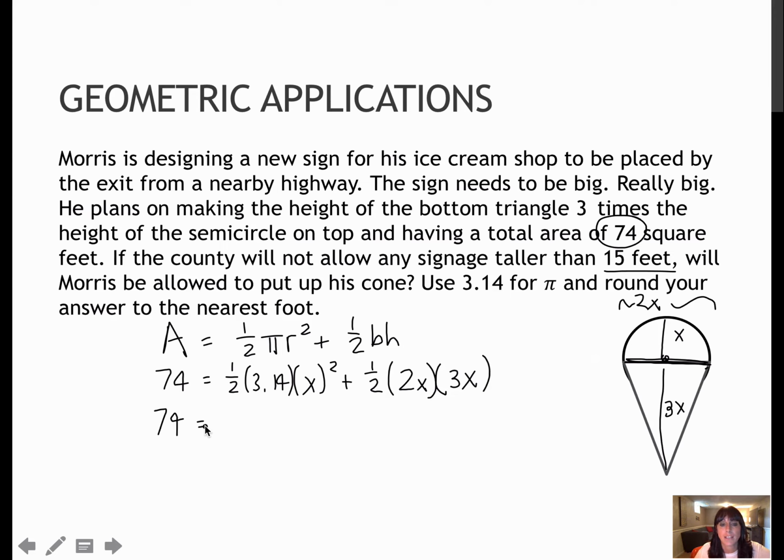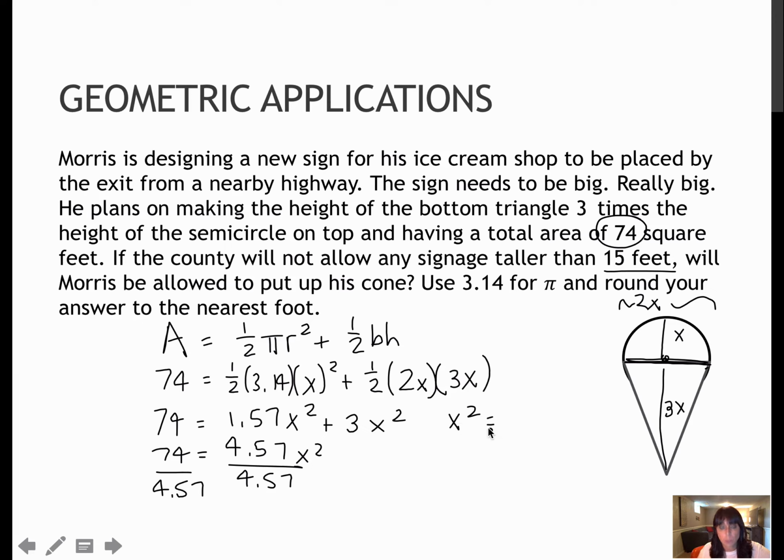The left side is 74. The right side, I have 1.57 x squared plus 3x squared. Notice there's no x to the first value, so in this case I will not move the 74 over. I'm going to leave the 74 on the left. I'll combine like terms over here, so 4.57 x squared. I'll divide both sides by 4.57. That leaves me with x squared equals about 16.19.